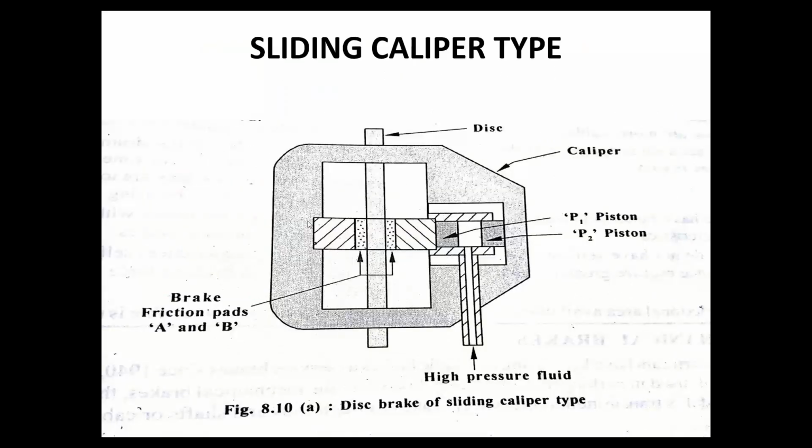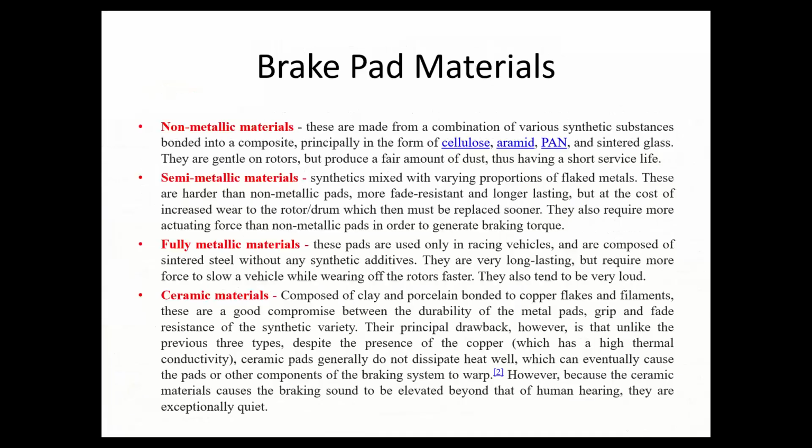Right. So we'll continue. So sliding caliper type we were discussing. There are two pistons, P1 and P2. Whenever the high pressure fluid is pumped, the piston P1 directly applies the pressure onto the disc, whereas the piston P2 slides the caliper. It will move behind so that caliper will be shifted back, so that from both the ends the pressure will be exerted. So the braking effect will be maximum. So this is the third type of disc brake mechanism. This we have discussed in the earlier class.